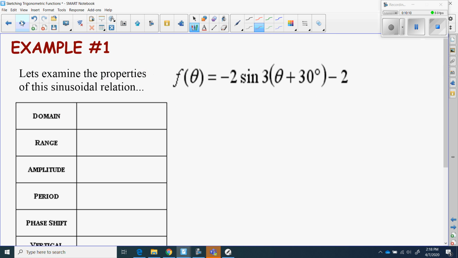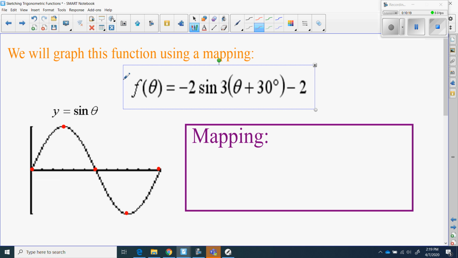I think that's the same function. So we're at the point, we already filled that in, we're at this point. So now we're going to look at graphing this. So how do we do that?